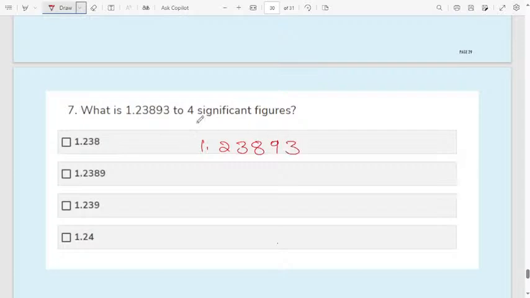Then 1.23893. You have to write up to four significant figures. Then 1.239, the next number is 9, which is greater than 5, therefore 1.239, option 3.